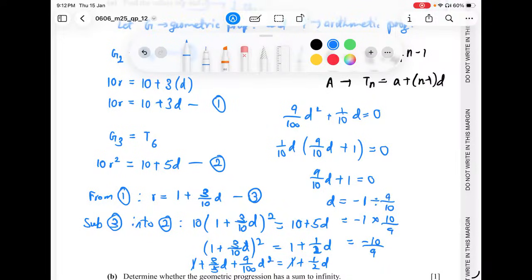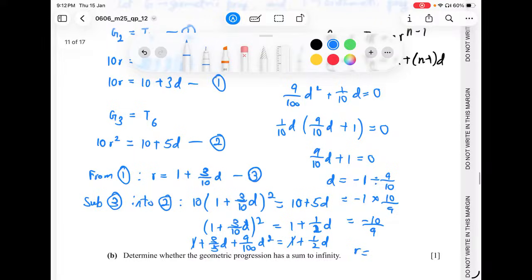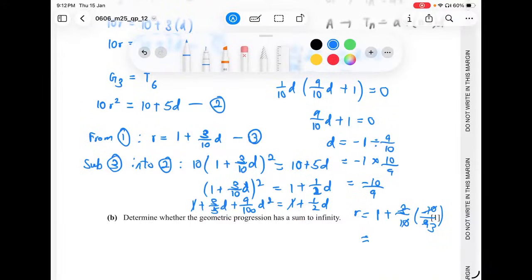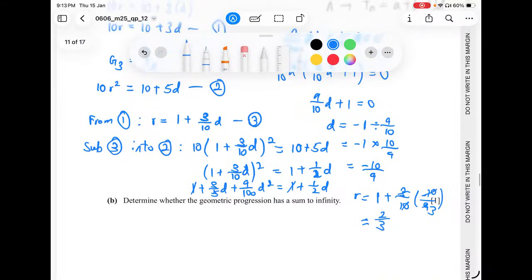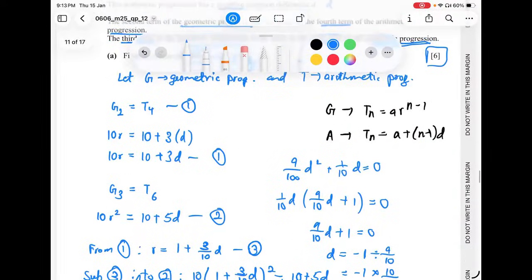So that's your d. And r, you just substitute the d into one of the equations, most probably the third one, because you already know that that's going to be the r. 1 plus 3 by 10 times negative 10 by 9. So the 3s and 10s get cancelled. Negative 1 by 3 plus 1 would be 2 by 3. And that's your answer for d and r. So d is equal to negative 10 by 9 and r is equal to 2 by 3.